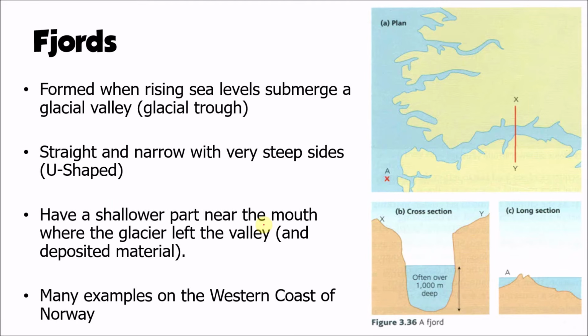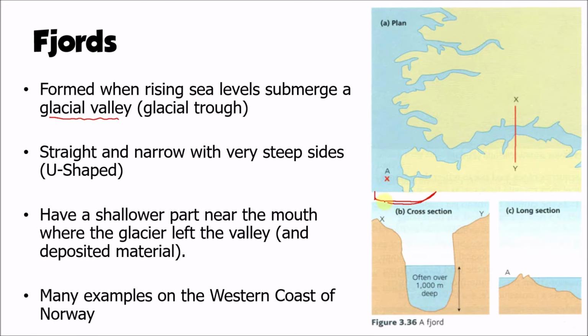Final submergent landform to have a look at are fjords. Now fjords are formed when a rise in the sea level submerges a glacial valley. Now glacial valleys have a very different shape to river valleys. Normally we would expect the cross profile of a river valley to be quite broad.